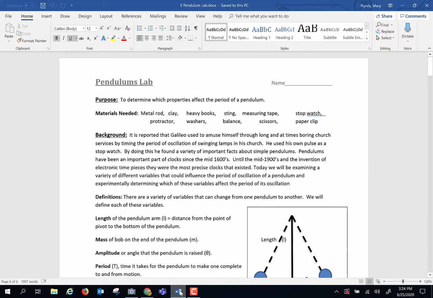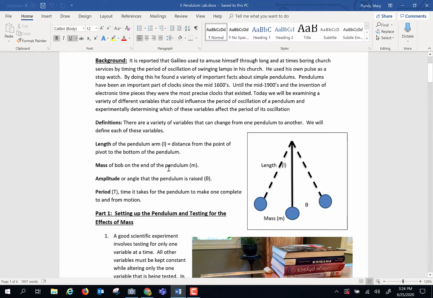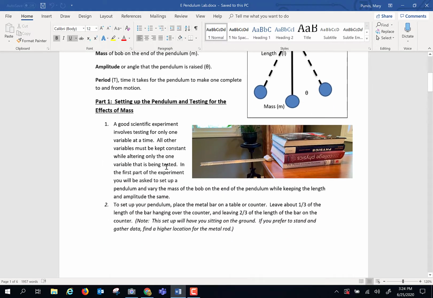So let's go and look at this pendulum lab. The pendulum lab, you are going to set up a simple pendulum. And how I'm going to ask you to do that is take the metal rod out of your lab kit, and it has to be really, really stable. So I took about 1/3 of it and hung it over my desk, and put about 2/3 of it on the desk, wedged it down with a hunk of clay, and then piled some books on it. This has to be very, very stable.